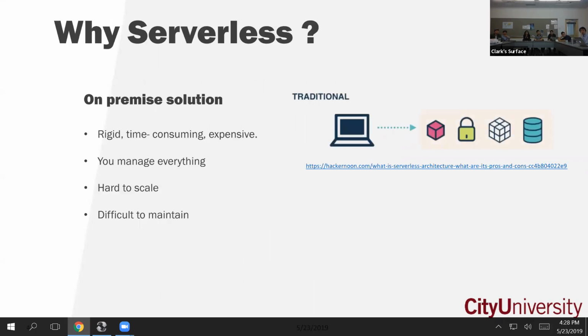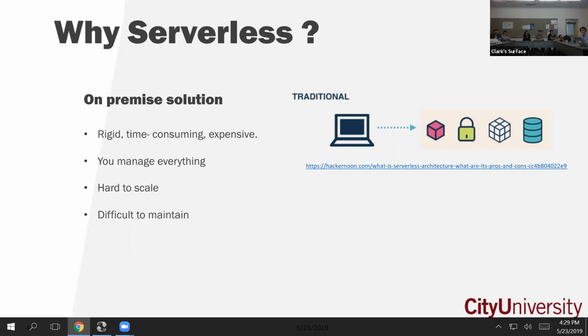So why serverless? So just to talk about serverless, serverless doesn't really mean you don't have a server. Yes, you do have a server, but what happens is you don't need to provision and maintain your own servers. That itself is the very definition of serverless. So what's the advantage of doing serverless then?